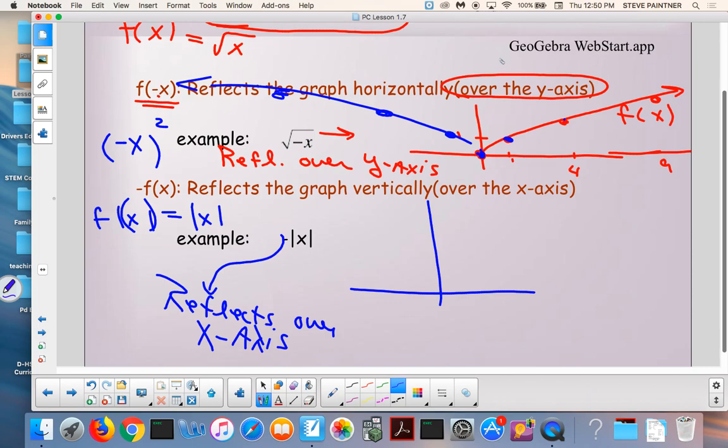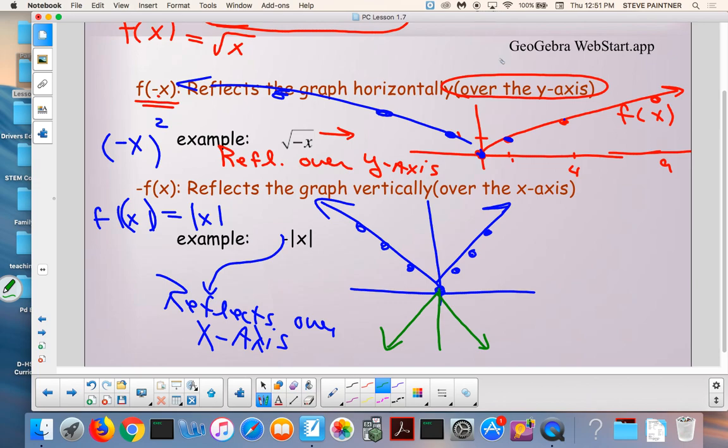A V, starting at 0, 0, 1, 1, 2, 2, 3, 3, 4, 4, all that, right? So it's a V, going this way and this way. But yours is a reflection over the x-axis, so it's going to be upside down. Okay, so it goes this way. And there's your reflection over the x-axis. Good? Okay.